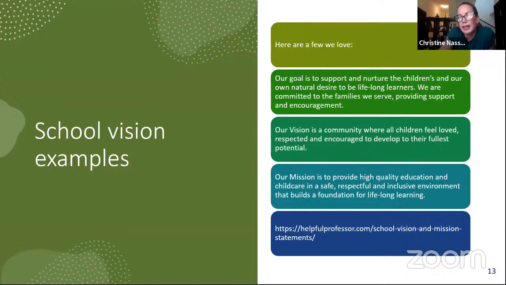And looking at the three of these, I can see, for example, number three talks about safety. It talks about respect. It talks about inclusion. Now, inclusion might be implied in the second one, but it's not explicitly stated, whereas the first one talks about families, lifelong learning. Which one feels most like your own school's vision?